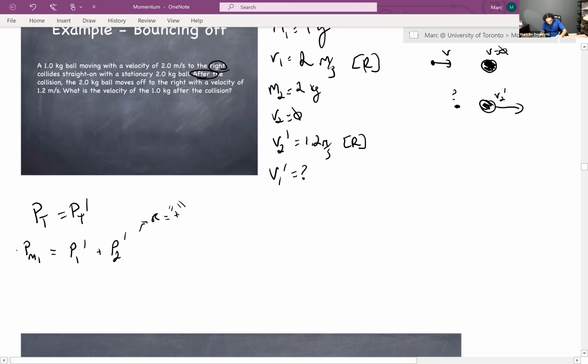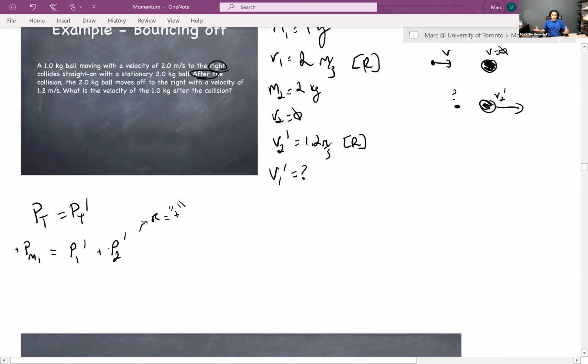So that's why this was positive, and that's why momentum 2 prime was positive. Now I don't know where momentum 1 prime is, right? That's the whole question. Is it pointed left? Is it pointed right? I don't know. So I'm going to leave it as positive. I'm going to assume it's traveling right.